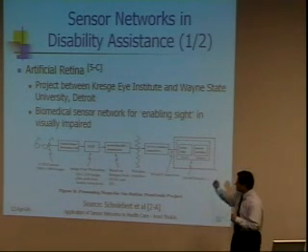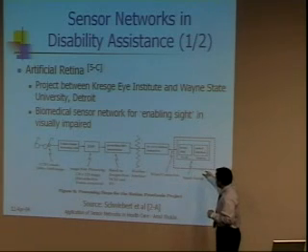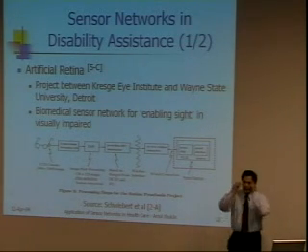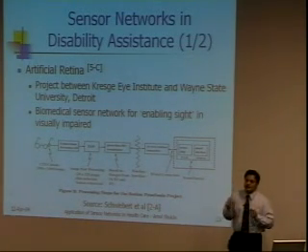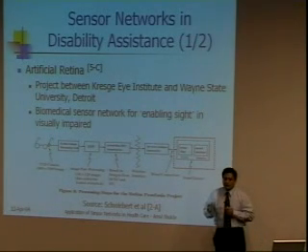So as you can see, the system consists of multiple components. The most important one is the sensor array, which is placed on your retina. And this sensor array generates electrical signals which mimic the normal behavior of retina in response to light stimulus.